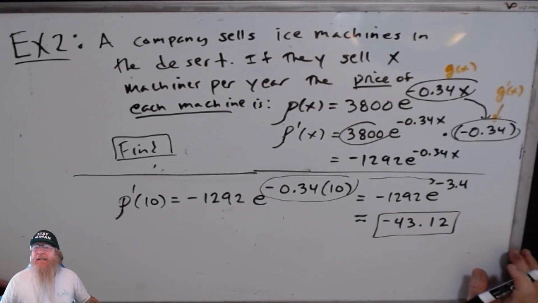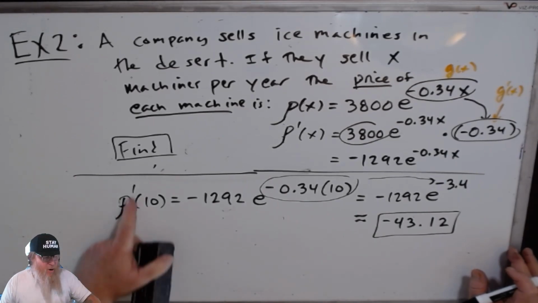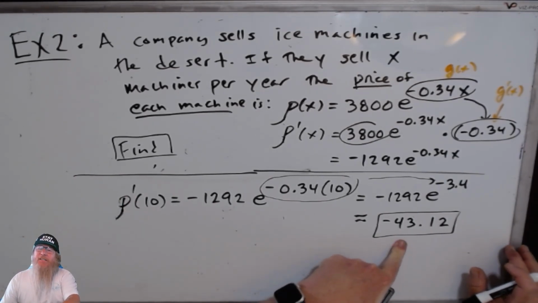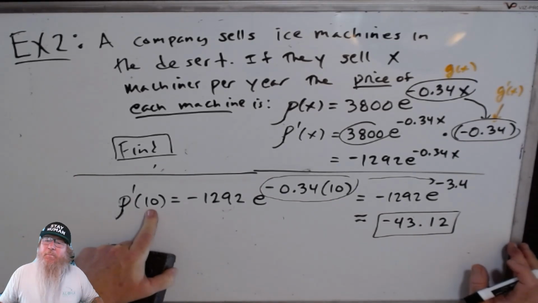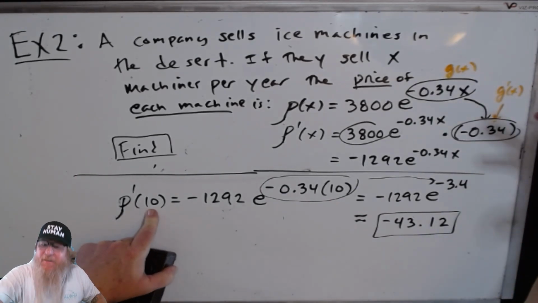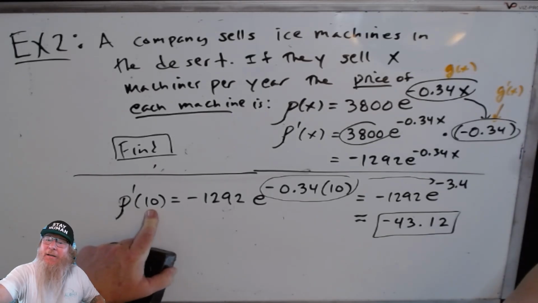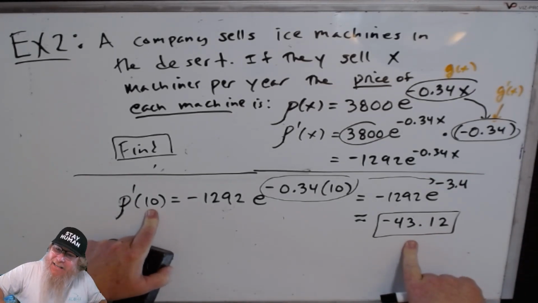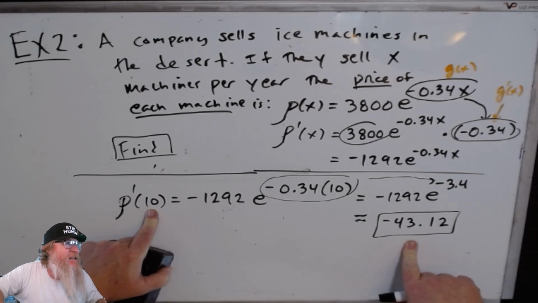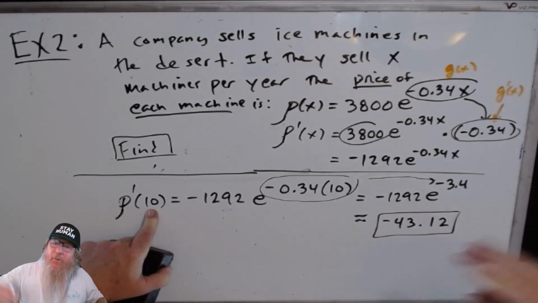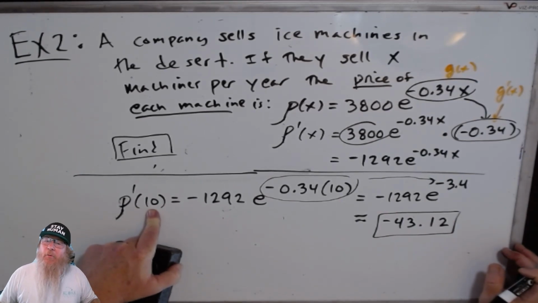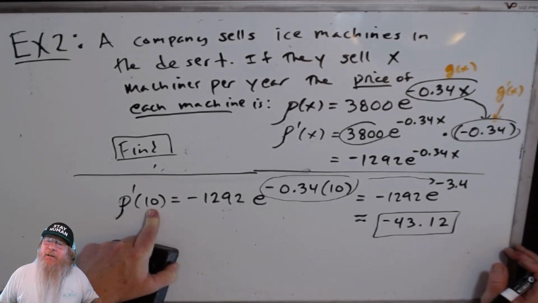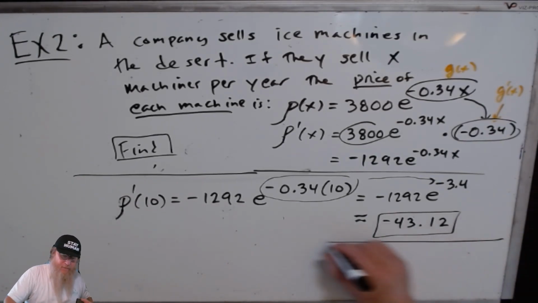All right, so that is the marginal price. The marginal price essentially means the price of the 11th, right? It's always the next one. The 11th ice machine is going to be $43 less, right? The price is decreasing by $43. So the next ice machine costs $43 less than the one we just made.